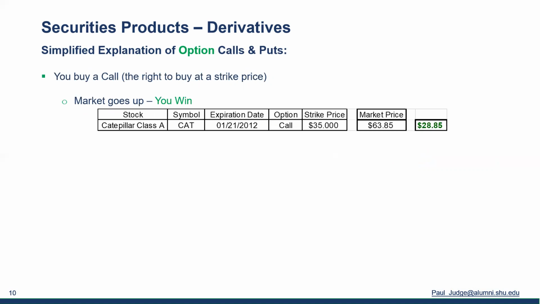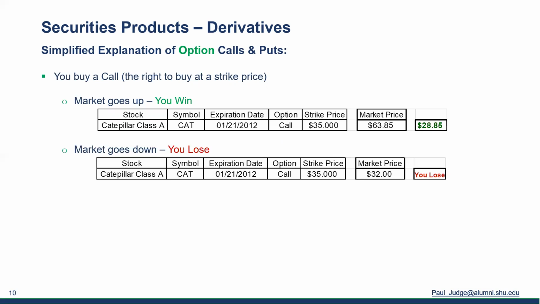Okay, you can buy a call. Here's an example. Caterpillar stock, symbol is CAT, the Class A stock. The expiration date was January 21st, 2012. Let's see this old slide. The strike price on the call was $35. If the market price was $63 as of January 21st, then you made money. You made $28 a share.